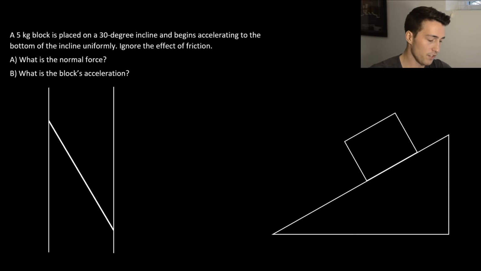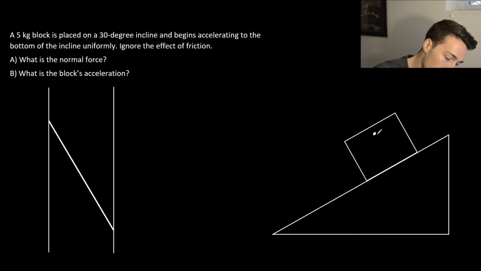So for this situation, what we want to do first is draw a free body diagram of the block. So what we're going to have is, well, we'll have gravity. So I'm just going to put this arbitrary point up here, and I'm going to draw a straight line. This is the force of gravity. It's acting straight down.